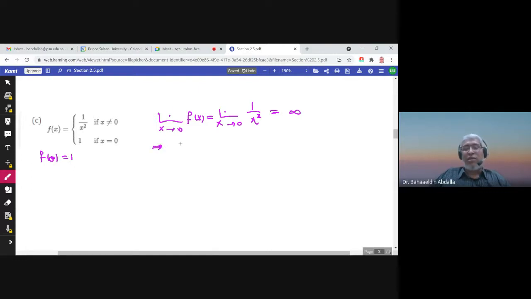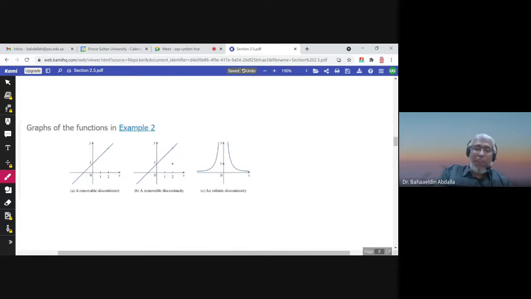Hence, f is not continuous at x equals 0. So you can say here the function is not continuous because the limit does not exist, because the limit is an infinite limit.